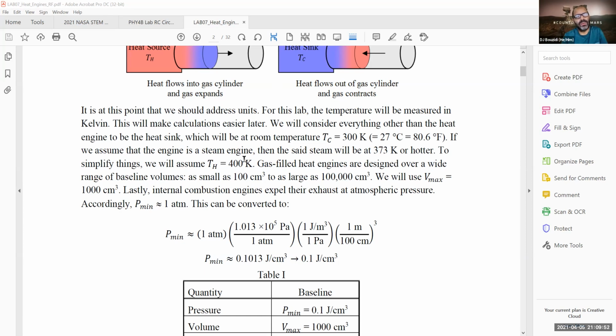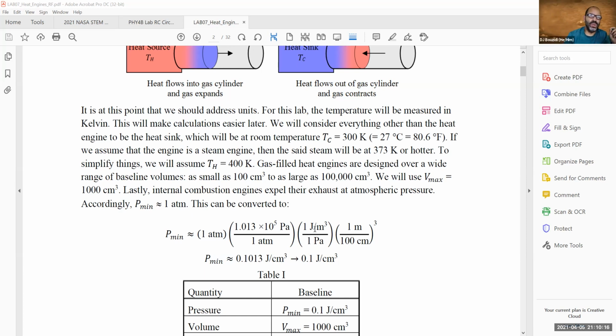So we're going to use 400 Kelvin for T hot. Those are the 2 temperatures we're going to be using. And again, the volume changes roughly around 1,000 cubic centimeters, okay? And if you do the conversions properly between the atmosphere, 101,000 pascals, or 1 atmosphere, you can convert it to pascals.